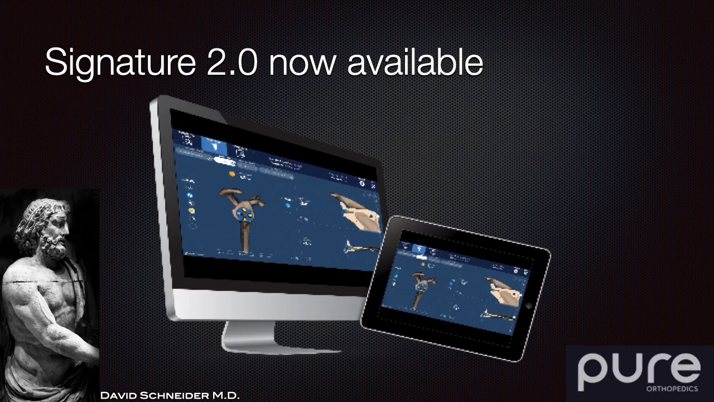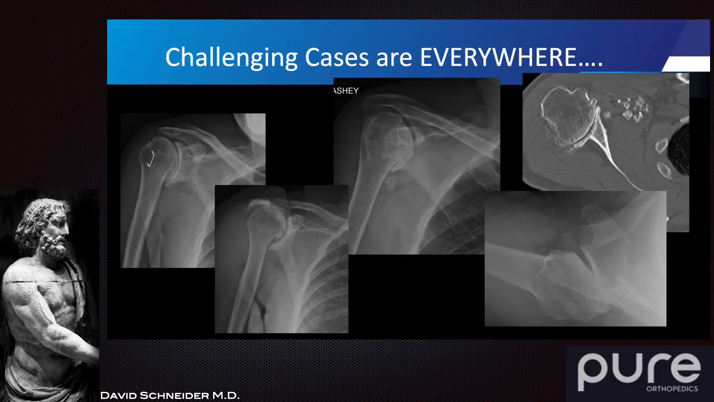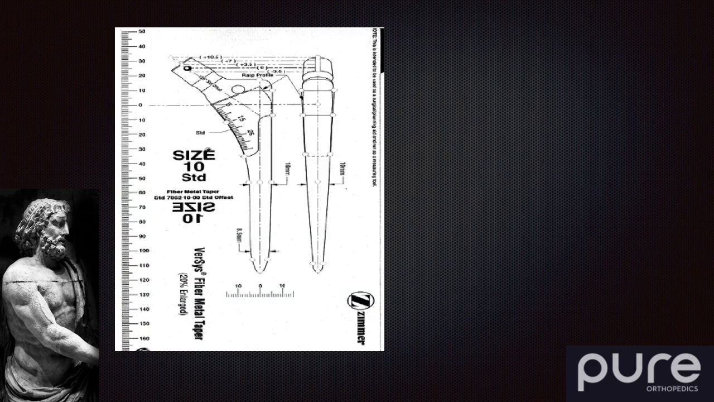We use what's called Signature 2.0. It's the advanced software package from Zimmer Biomet that helps us exactly decide the placement and the size of the implants we're going to use when we do a total shoulder. More and more, we're doing more and more challenging cases, shoulders we wouldn't have dreamed of addressing even 5 or 10 years ago.